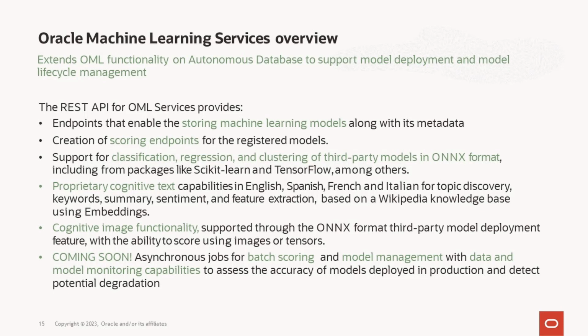Going down the list of things you can do with OML services, you can score machine learning models, create scoring endpoints. You can also do classification and regression with third-party models that are in ONNX format. There's also cognitive text and cognitive image functionality. And then in the list of things that are coming soon, we have asynchronous jobs for batch scoring, and then data and model monitoring, which we're obviously talking about today.